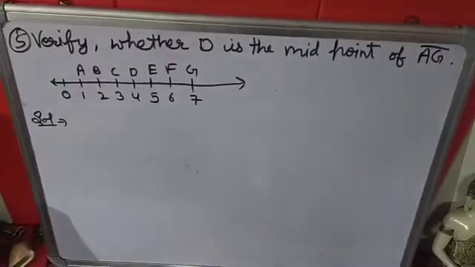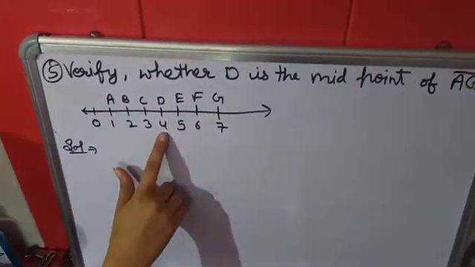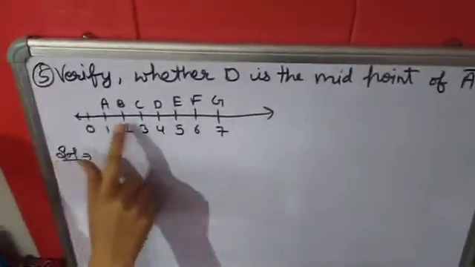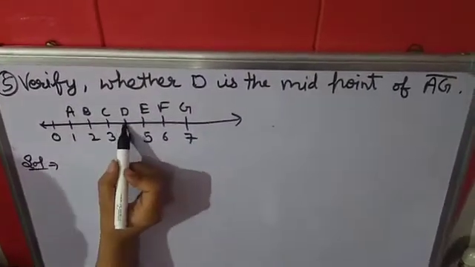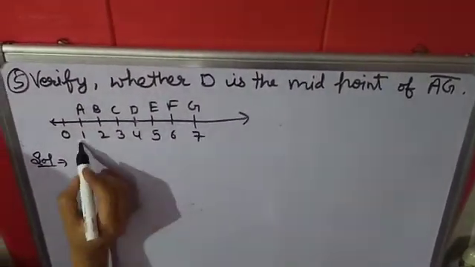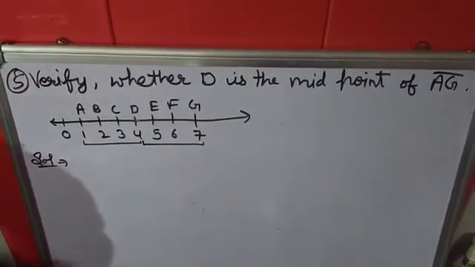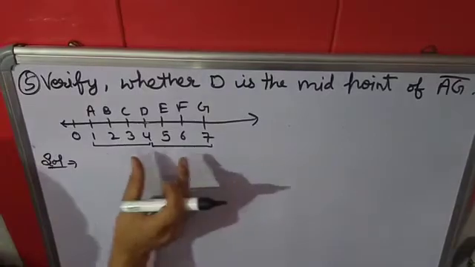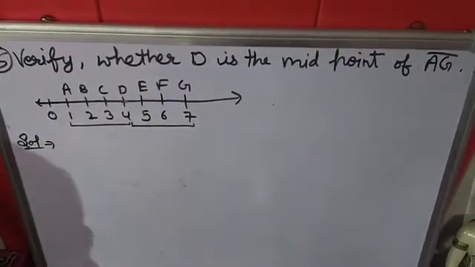Fifth question, verify whether D is the midpoint of AG. You have to show that this D is the midpoint of AG. Now if you have to show that this point is the midpoint of AG, तो this AD should be equal to DG, है ना? If AD is equal to DG, then D is the midpoint of AG. Now we will measure it.